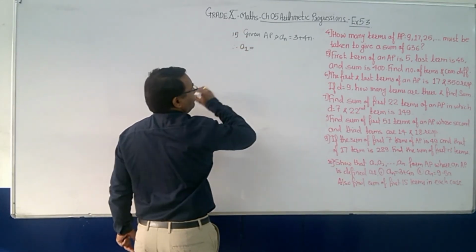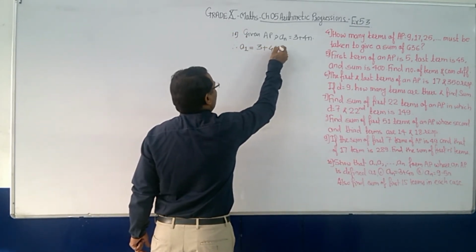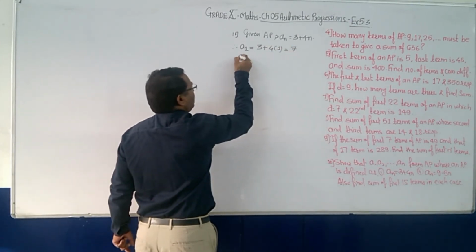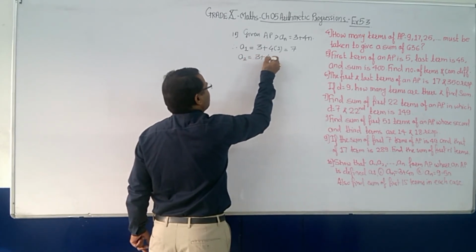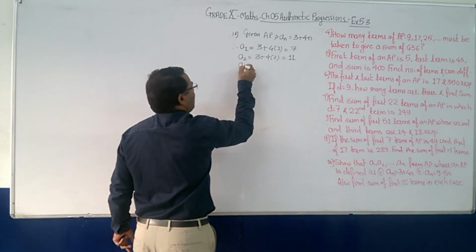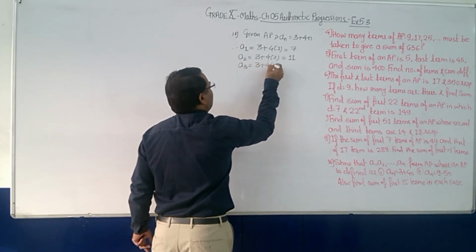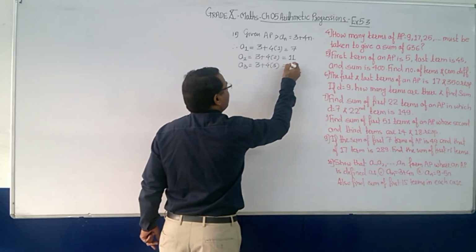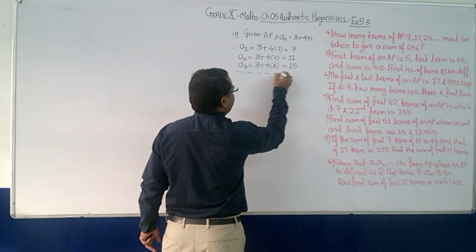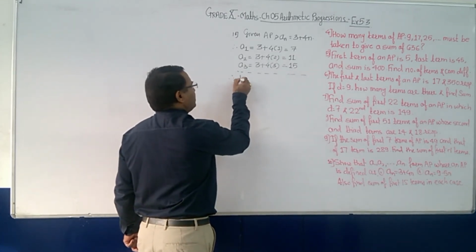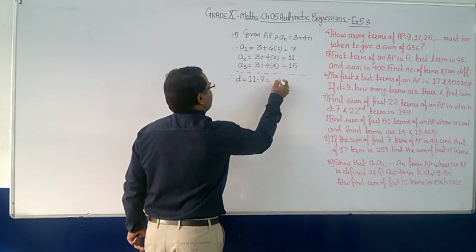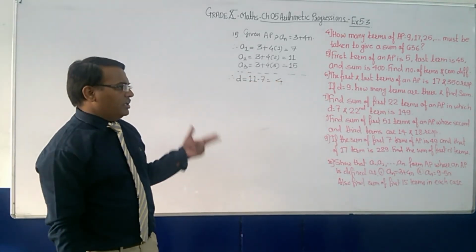a1 will become 3 plus 4 into 1. That is, 4 ones are 4, so 7. Then if you find a2, it will be 3 plus 4 into 2. 4 2s are 8, 8 plus 3 is 11. Then a3 is equal to 3 plus 4 3s, that is 4 3s are 12, 12 and 3, that is 15. And so on. Like this, you will be getting the terms. Therefore, what will be the d here? d is equal to 11 minus 7, that is equal to 4. Then accordingly you have to go ahead.